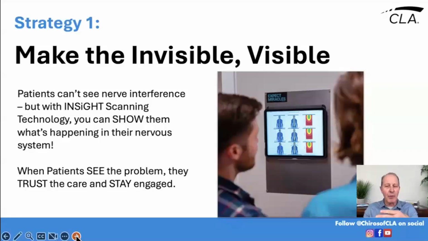Every part of the regulation of your health is affected by what goes on in the deepest layer. And to understand what's going on there, we have to make the invisible visible. You see, patients can't see nerve interference. They perhaps, and rarely, feel functional nerve interference until it becomes a disaster in their health.